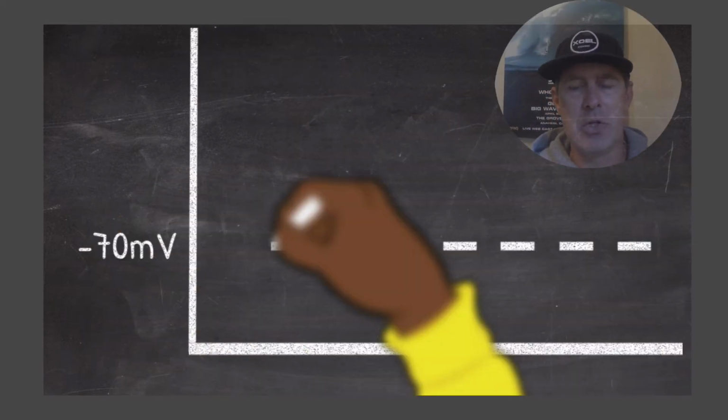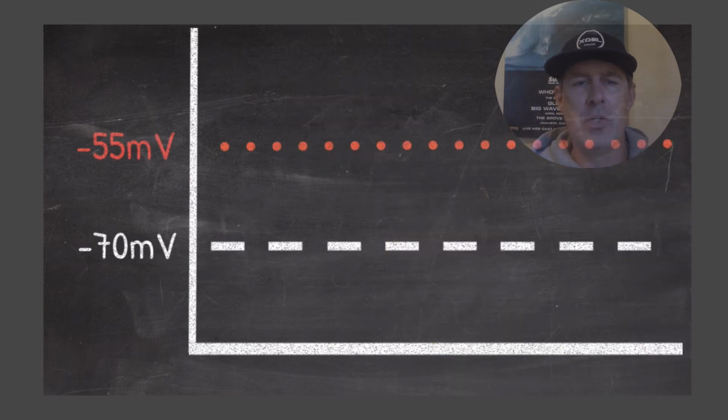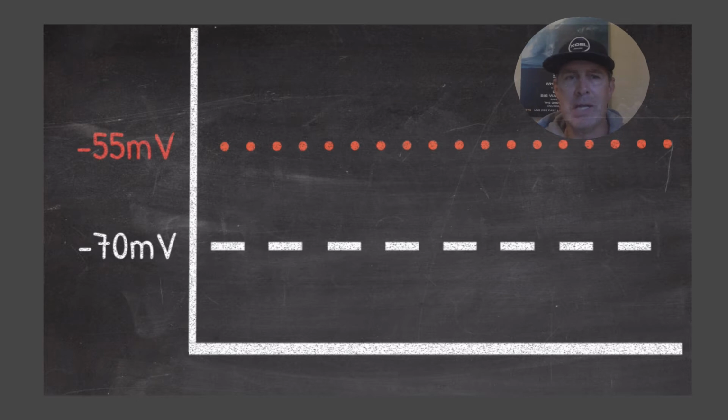Now, if we look at the normal action potential graph, or at least a portion of it, we generally have a resting state of negative 70 millivolts and threshold at negative 55 millivolts. That is to say, for an action potential in a neuron at the axon hillock, that first voltage gated sodium channel will only open or be activated if the neuron reaches threshold at the axon hillock, which is negative 55 millivolts.